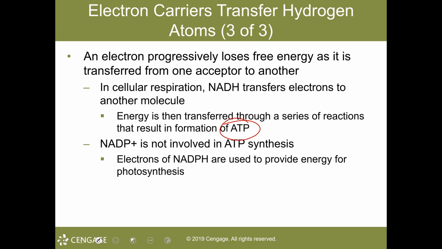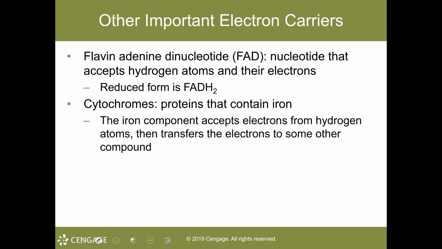However, electrons of NADPH are used to provide energy for photosynthesis. I say these two because we'll get to NAD, and we'll think about NAD, but we'll also then get to NADPH in photosynthesis. I'm saying this because they're involved in two different processes: the first being respiration, and the latter, NADPH, being involved in photosynthesis.